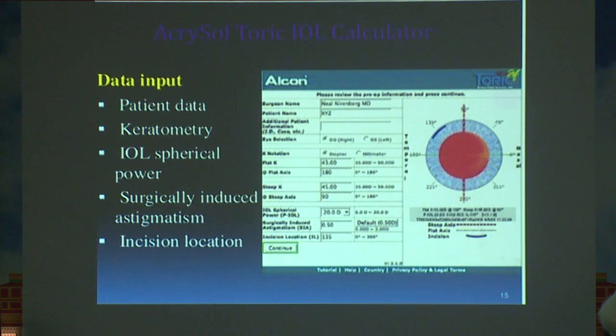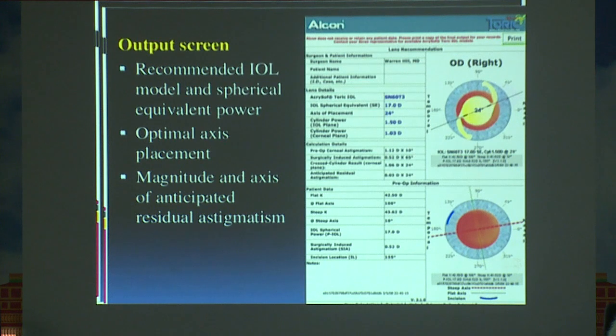So this is the data input. In the IOL calculator available online, you can enter the patient data, keratometry, IOL spherical power, surgically induced astigmatism, and incision location, and this is the output screen. This guides where to place the incision and where to place the axis of the IOL.